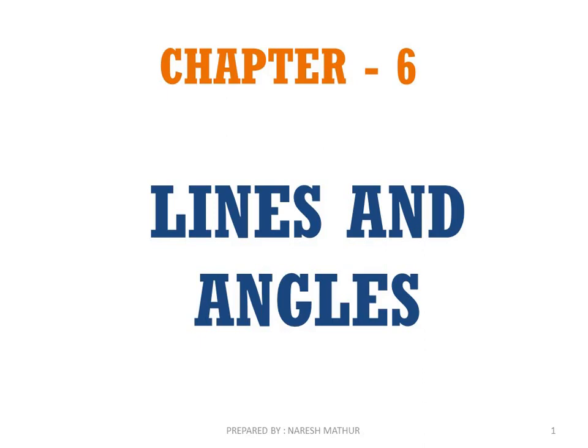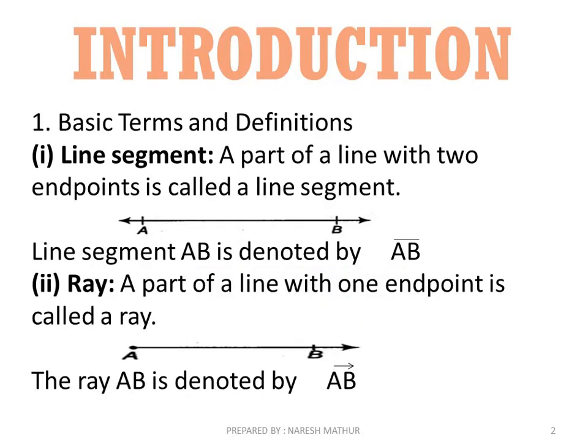Lines and angles. In this chapter we have various terms which we need to discuss. These terms you have studied in your previous classes also, but I would like to recall all these terms. So let's start. The first term which we have is line segment. A line segment is a part of a line which has two endpoints. In this we have AB as a line segment.